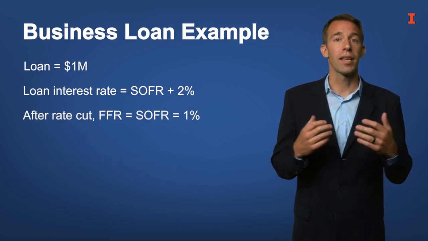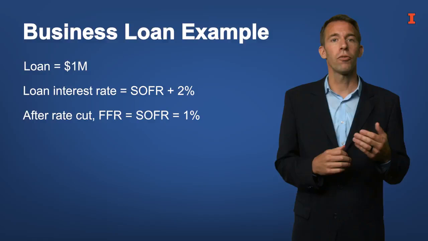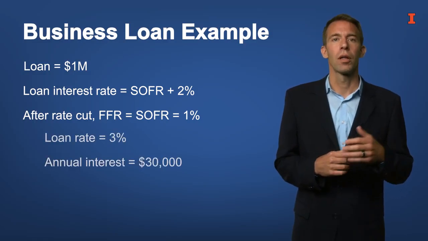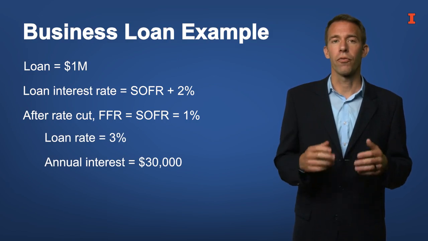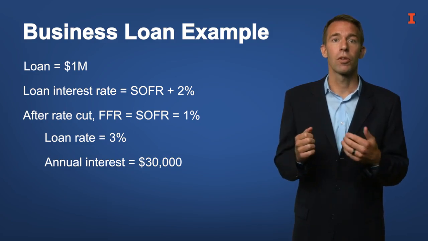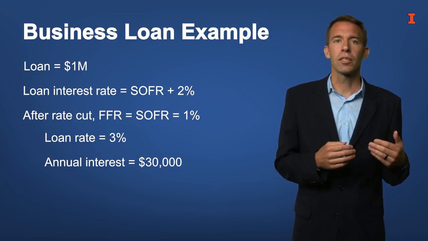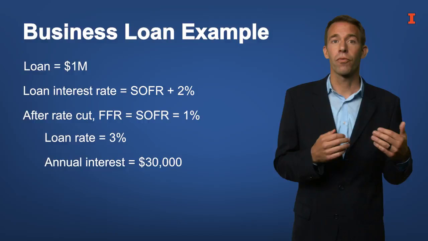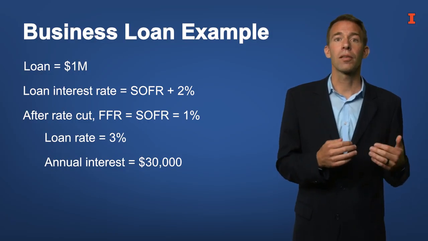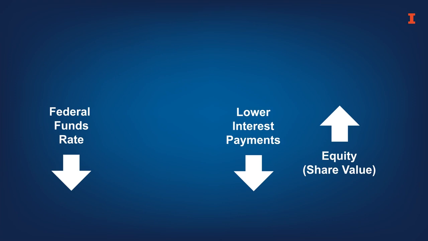Now let's assume that the FOMC decides to cut the federal funds rate to 1%. The SOFR will follow this downward move. This means that the interest rate on the firm's loan will reset from 6% to 3%, reducing the interest rate payments to $30,000. The reduction in the federal funds rate hence frees up $30,000 that the firm could use for investment and hiring. More generally, a reduction in the federal funds rate will increase the profits of leveraged firms.